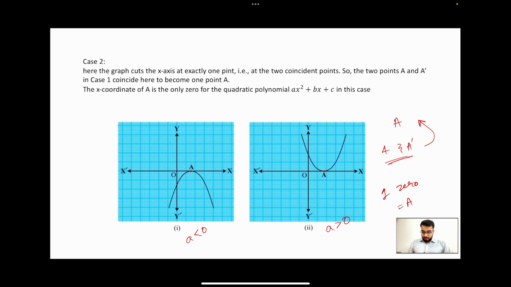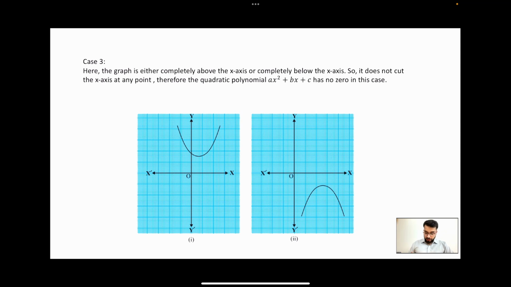Now, moving on to case 3, look at this figure, this is very interesting. In both the previous cases, the quadratic polynomial graph touched the x-axis either at one place or at two places. But here, the graph is completely above the x-axis and does not touch any point on the x-axis. So this means that the polynomial that we have, ax square plus bx plus c, has no zero in this case. We cannot solve the quadratic polynomial. So this would be case 3.